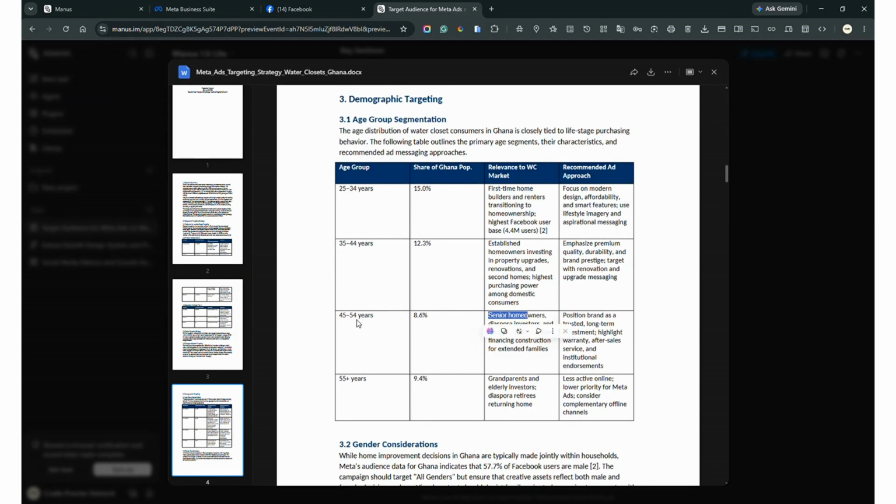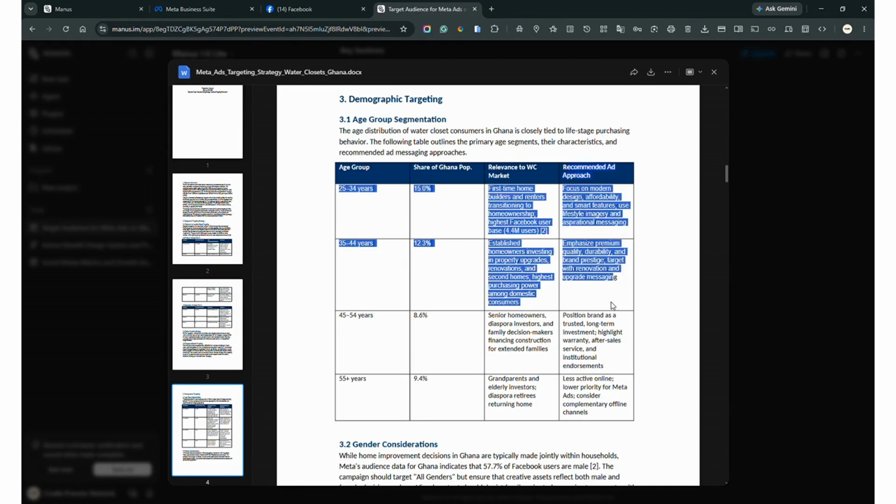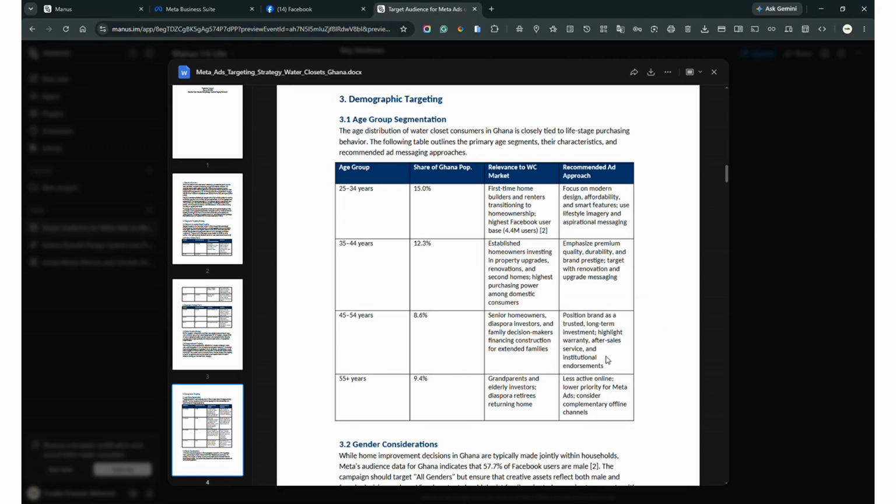We're also looking at those from 45 to 54. These are the senior homeowners. These people already have their homes, right? So you position the brand as a trusted long-term investment. Why is it recommending this ad approach to us? Assuming that we want to target people at a specific age group, which we are going to actually determine using the Meta Audience Insights tool, if we are looking at people at the age of 45 to 54, based on the interest and the age group that we are going to discover, this ad recommendation is going to give us an idea of the kind of ad to put out there, right?